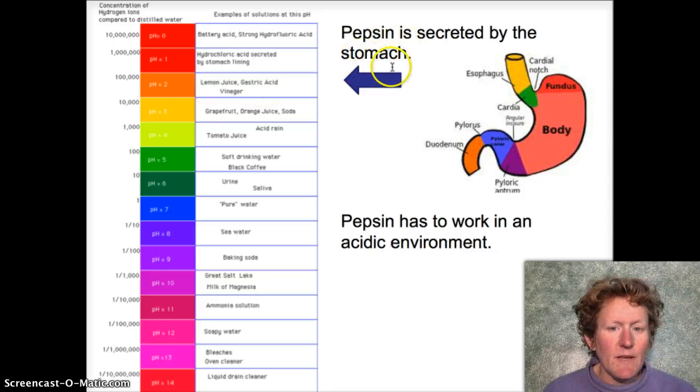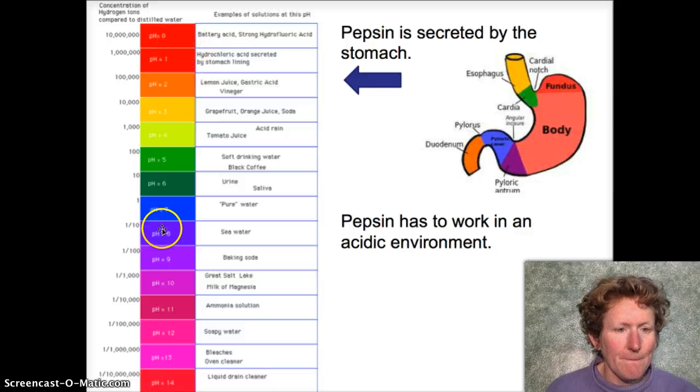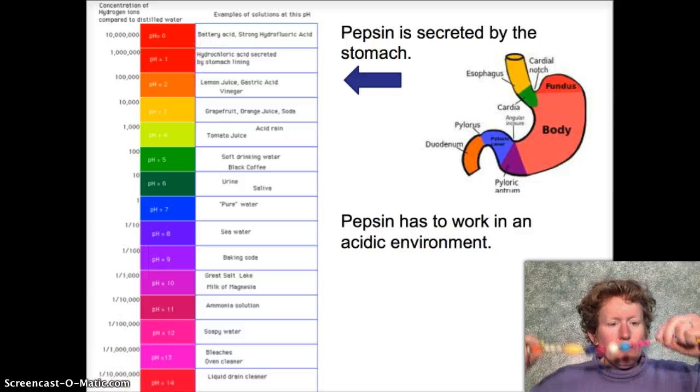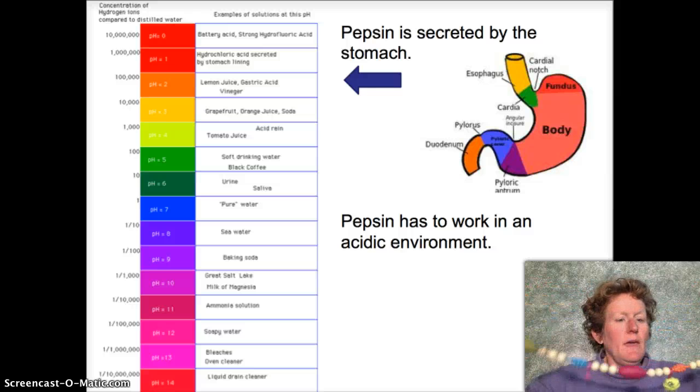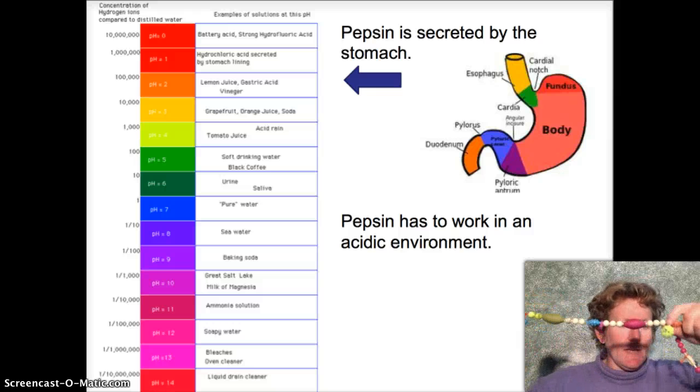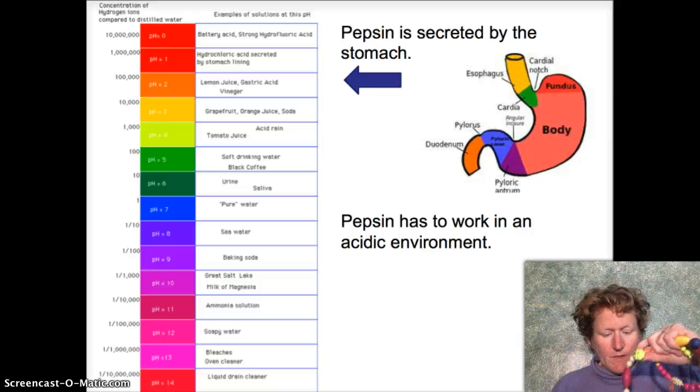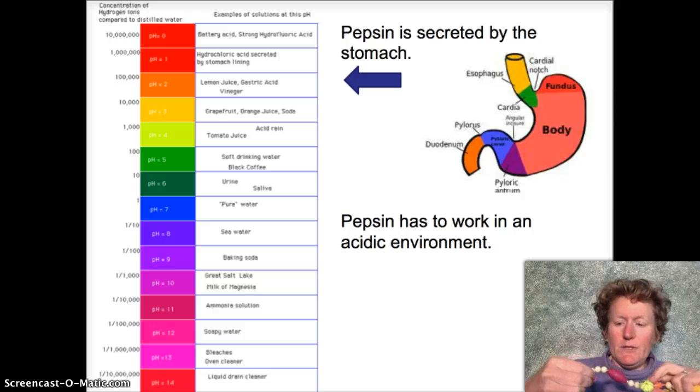Pepsin is secreted in the stomach. Pepsin has to work down here on the pH scale. Remember when we talked about proteins, which are basically a string of amino acids all put together? And some of those amino acids have side chains. And those side chains bond with each other.